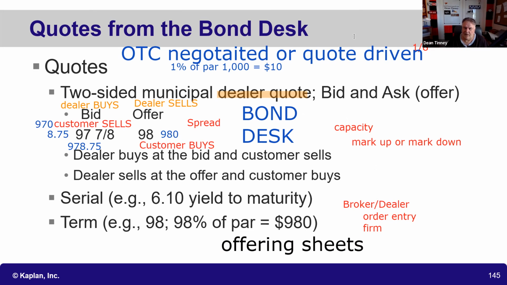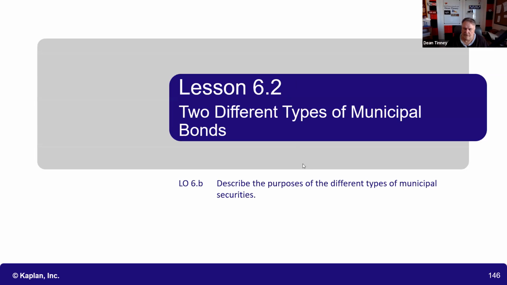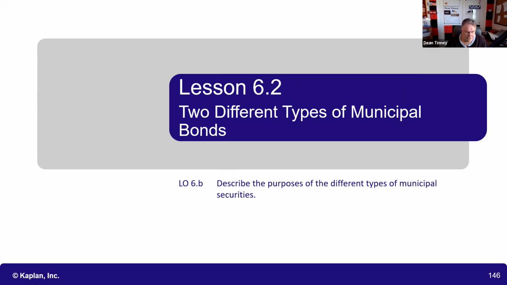Okay, so let's clear up this slide. We said a huge part of the exam is distinguishing between GOs and revenues. I would suggest at some point in your study effort that you get a sheet of paper, fold it in half, and on one side, write all the terms associated with GO bonds, and on the other side, all the terms associated with revenue. Because a big part of your exam is distinguishing between GOs and revenues.